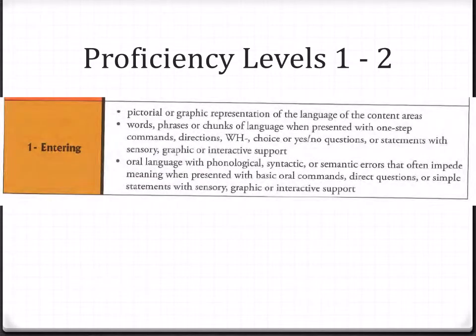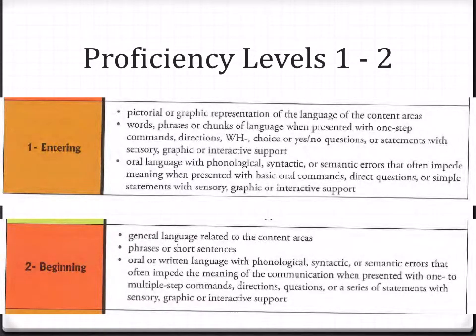A student with a proficiency level of 1 will be able to produce and understand pictorial or graphic representations of the language of the content areas. They will be able to understand words, phrases, or chunks of language when presented with one-step commands, directions, WH, choice, or yes-no questions or statements with sensory, graphic, or interactive support. They will be able to produce oral language with phonological, syntactic, or semantic errors that often impede meaning when presented with basic oral commands, direct questions, or simple statements with sensory, graphic, or interactive support.